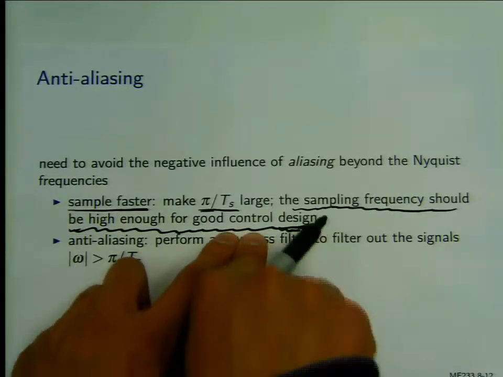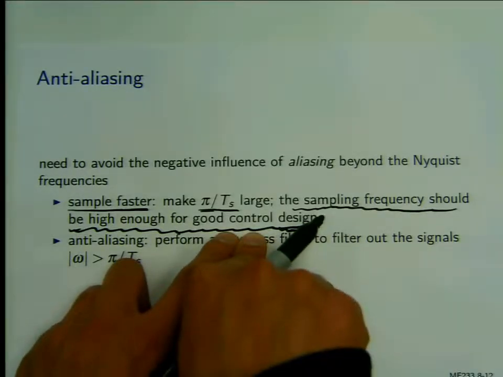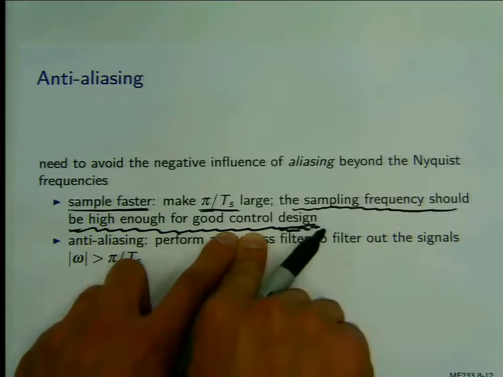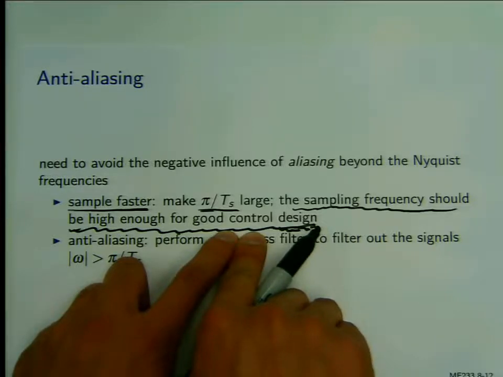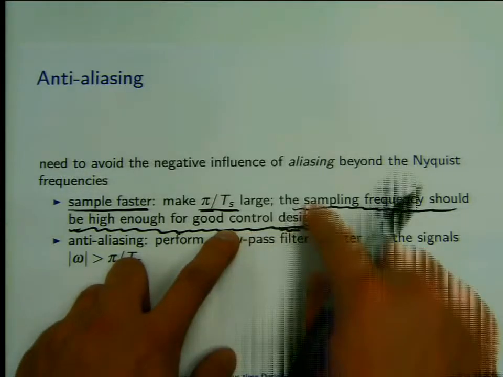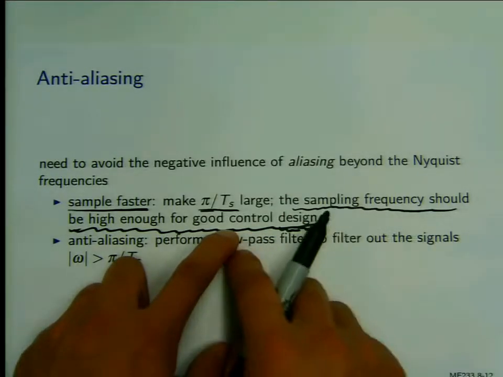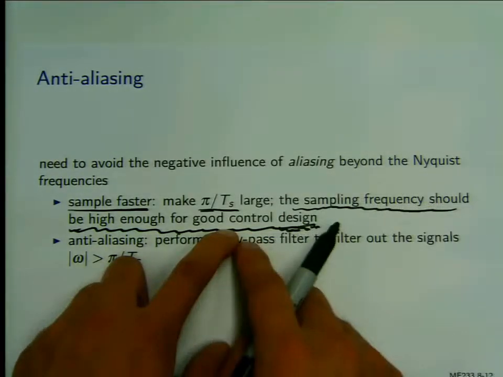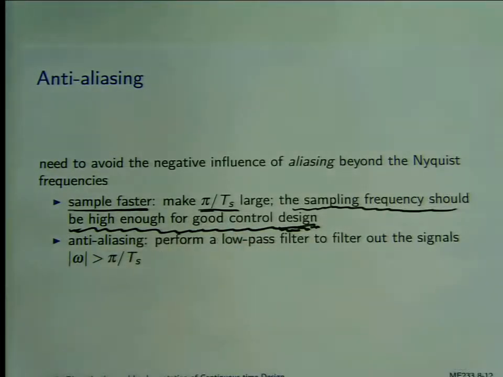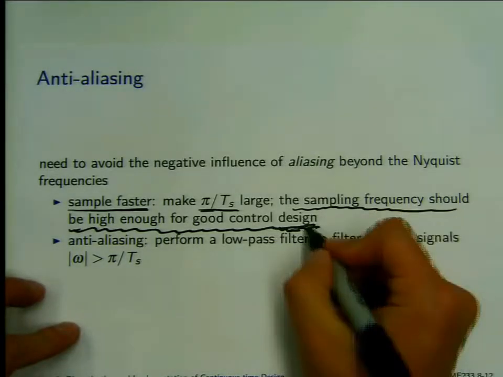If your desired closed loop bandwidth for a controlled system, a feedback control system, is, let's say, 100 hertz, then your Nyquist frequency usually has to be 10 times more than that, or even 20 times more than that. So your Nyquist frequency has to be 1K, or 2K in that case. You have to sample that fast.